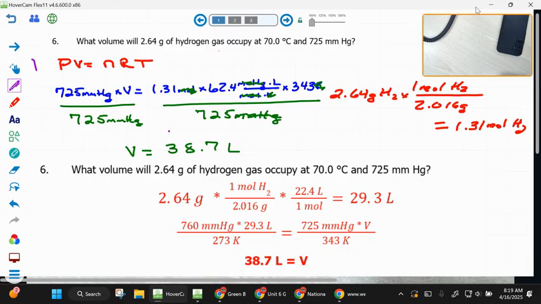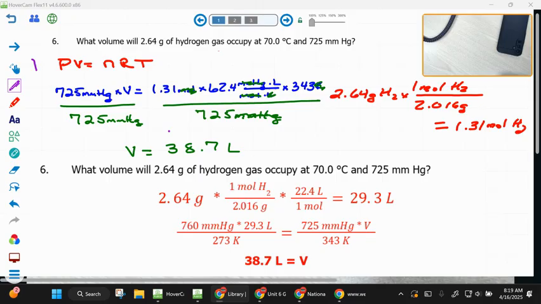Hey, ladies and gentlemen, headphones off. Take a look at the problem I have on the board. The reason I have this problem on the board is because some people asked me about this in the answer key. Up at the top is how you probably worked the problem. What volume will 2.64 grams of hydrogen gas occupy at 70.0 degrees Celsius and 725 millimeters of mercury?